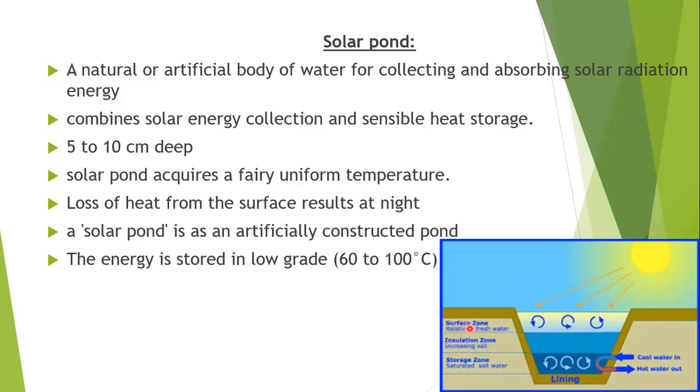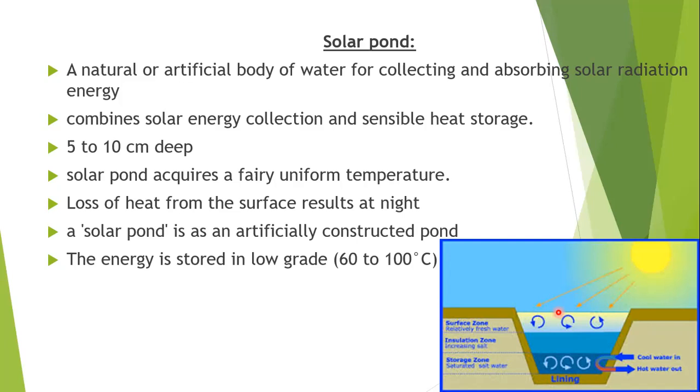Here this is the surface zone, where water will be circulating up and down. This is the insulation zone and this is the storage zone. So cool water in, hot water out. The hot water will be going down and fresh cool water will be going up. See, the sun's radiation is coming onto the pond, and it is collecting and absorbing the solar radiation, and again it is storing it.